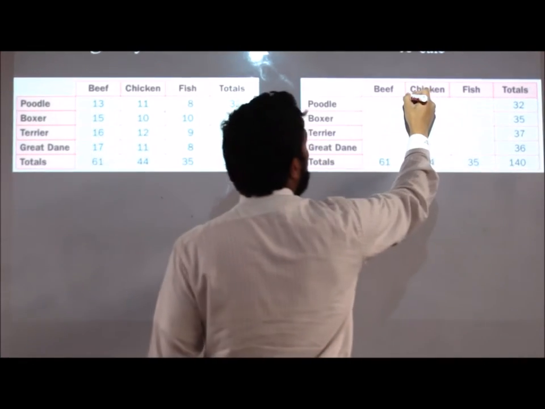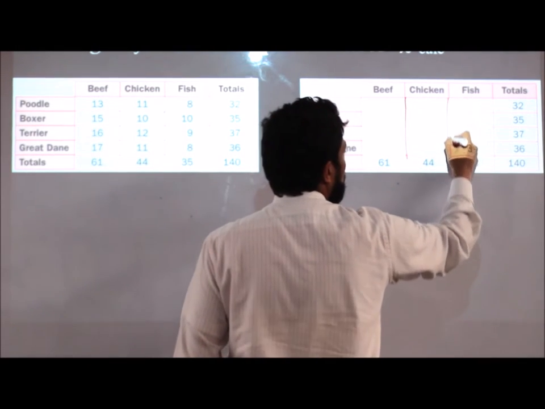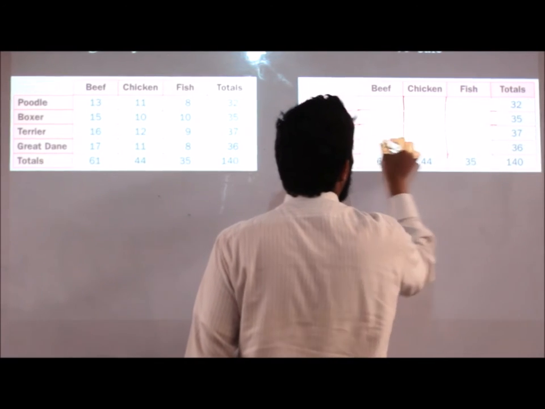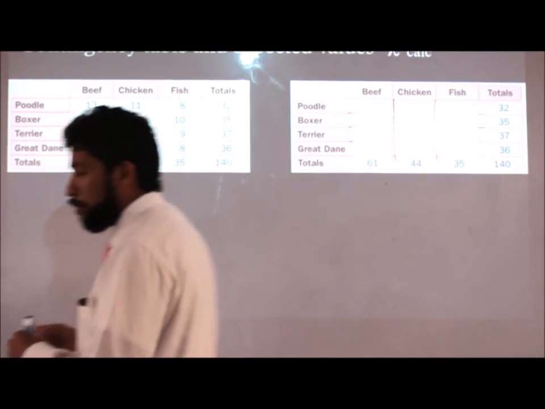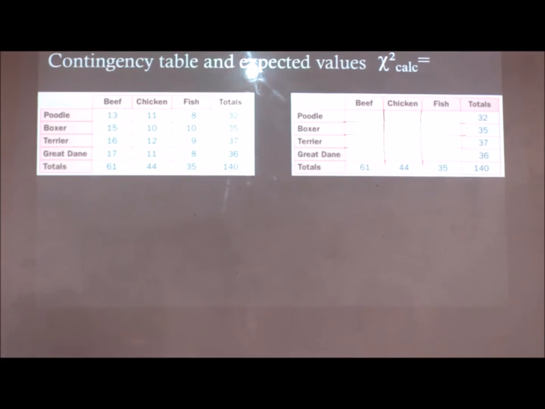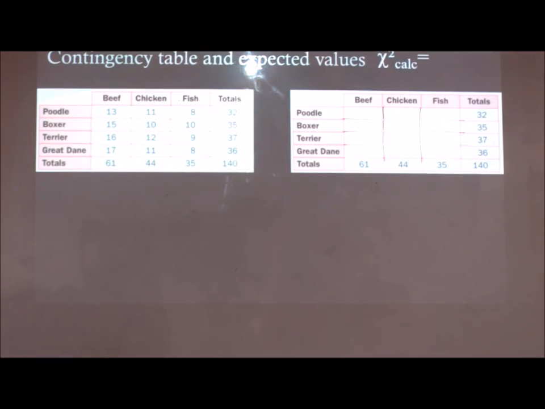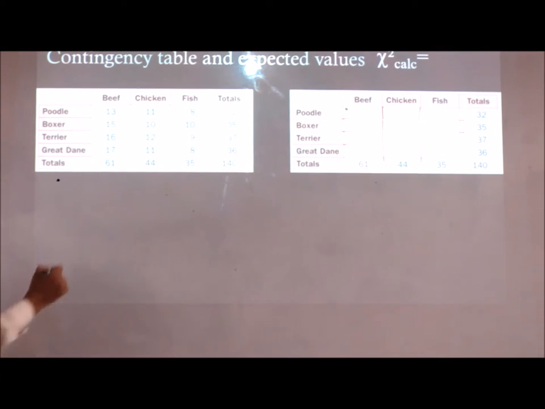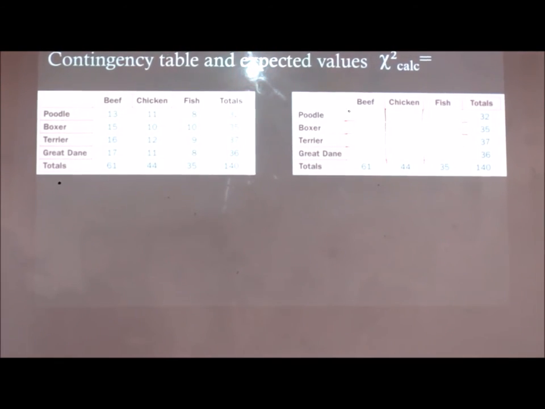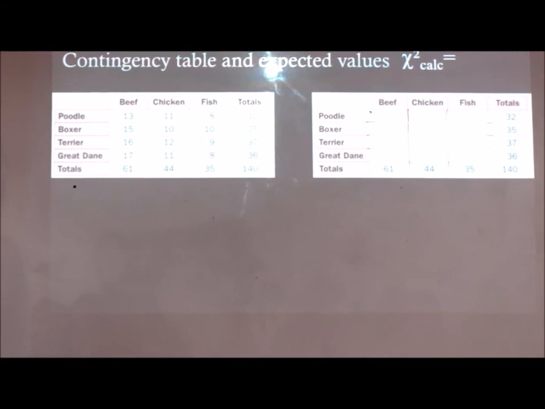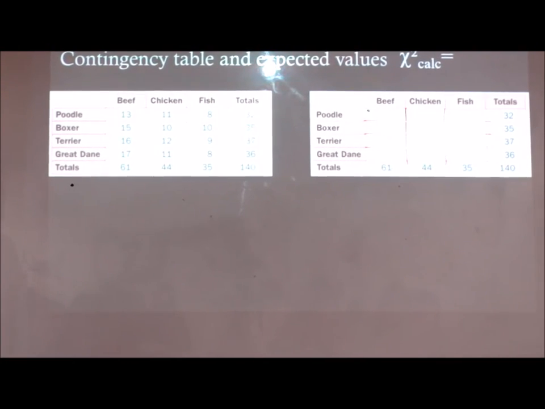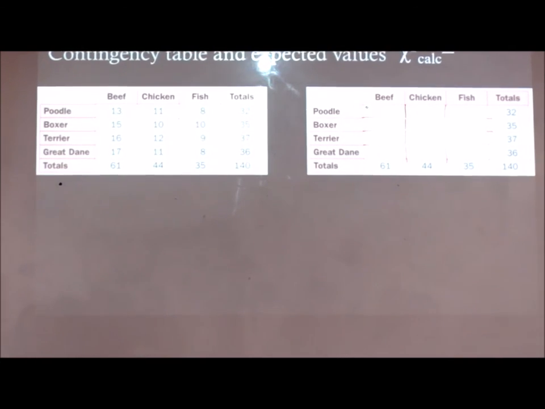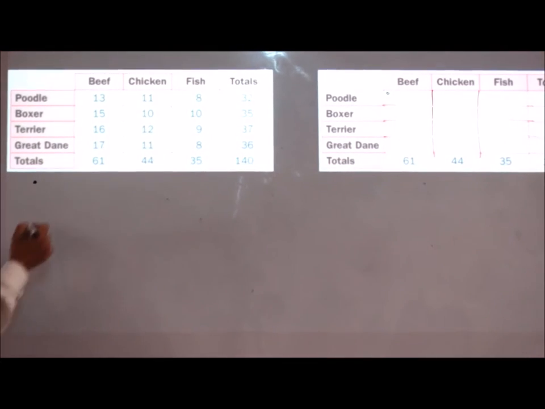How are we going to do it? So the structure is the same. And here I will require your help with the calculators. I'm going to fill in the first expected value. This is the first expected value. What do I have there? I should put there the expected value of poodles who like beef food. So how do I find that?